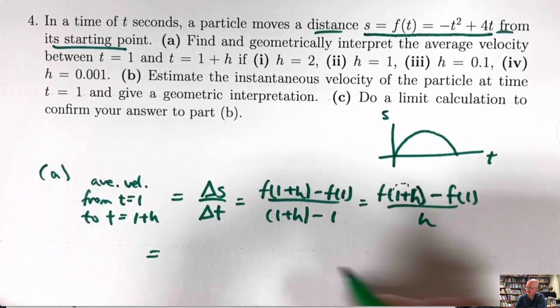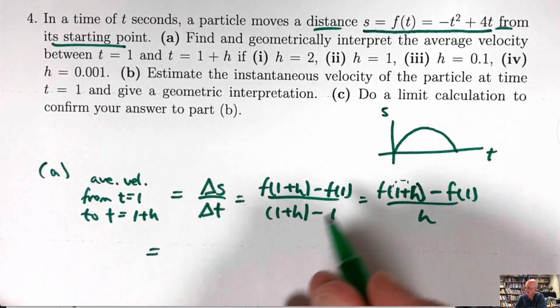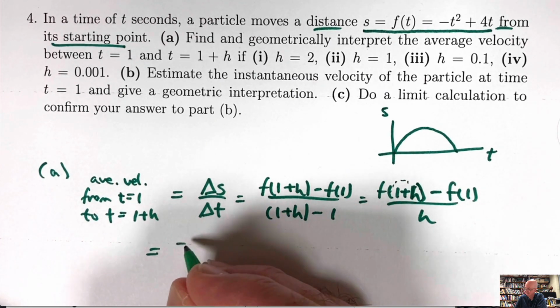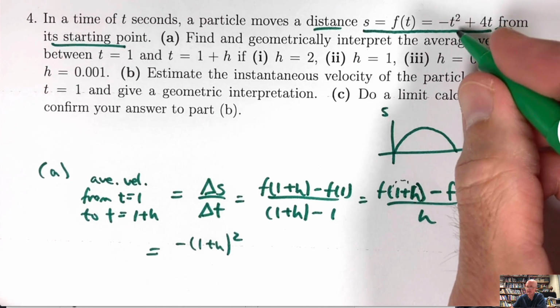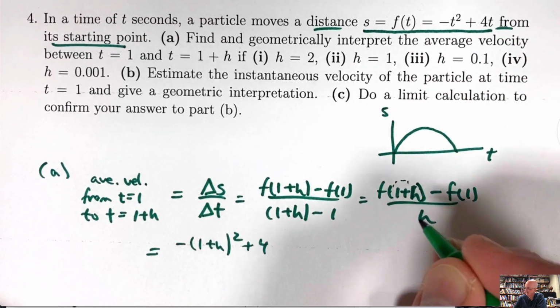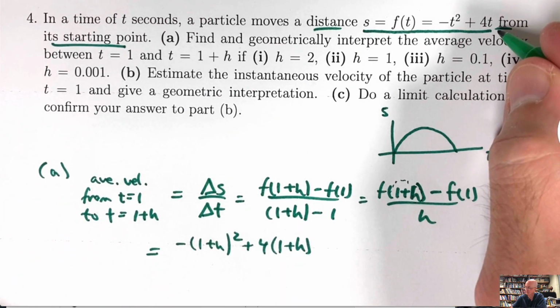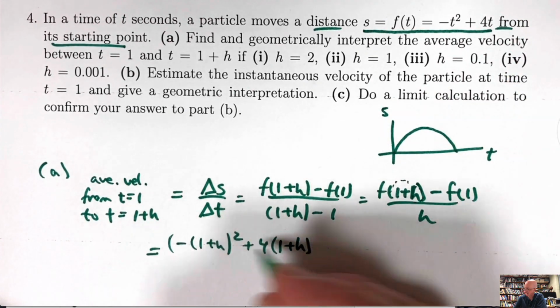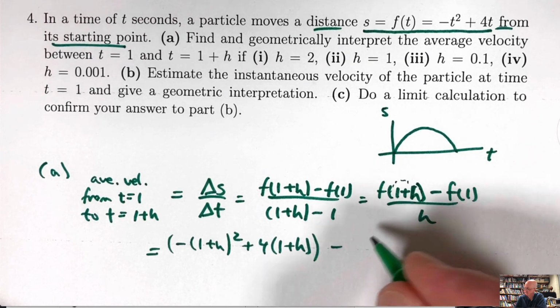So, being careful, looking here and here, comparing, I need to replace t with 1 plus h, so I'll get a negative 1 plus h quantity squared, that's replacing the t there with 1 plus h, plus 4 times the quantity 1 plus h, that's replacing the t here with 1 plus h. That expression is this entire thing, f of 1 plus h. Now subtract f of 1.